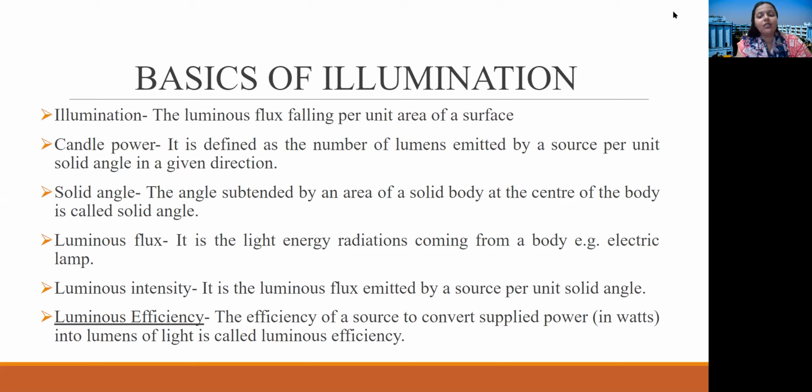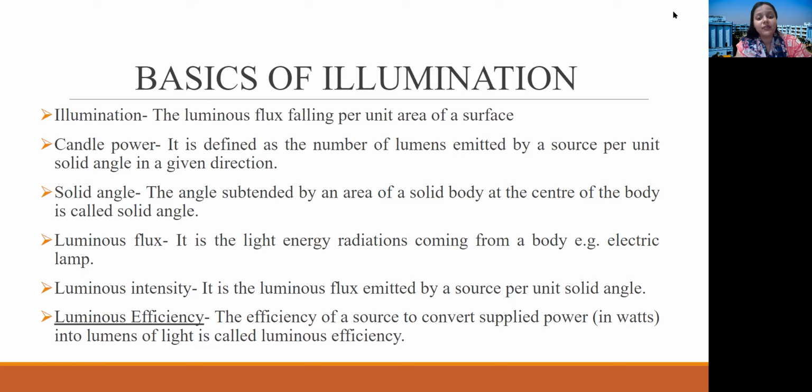I will explain all these things. This lumen, solid angle, all are new to you. Solid angle is the angle subtended by an area of a solid body at the center of the body. This is a 3D concept. Solid angle itself is a 3D concept. When light falls, this angle is measured with respect to the center of the body.